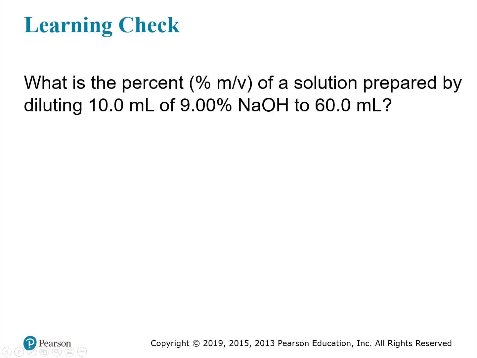Let's do another problem, only this time we've got percent concentration. It's percent mass by volume. What is the percent of a solution prepared by diluting 10 milliliters of 9% sodium hydroxide to 60 milliliters? We need to assign these numbers. We're diluting the 10 milliliters of 9%, so that must be the initial. 60 milliliters, that must be part of the final conditions.